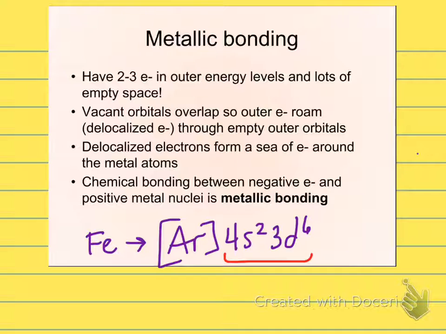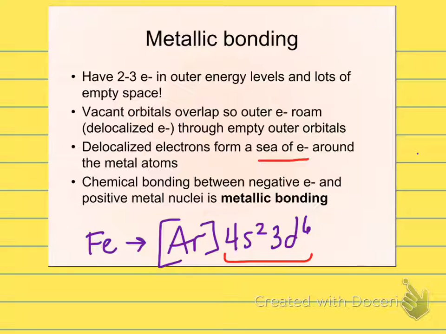Because there are these vacant orbitals which are overlapping, the outer electrons become what's called delocalized. And they sort of wander through those outer empty orbitals. We call this the sea of electrons because these delocalized electrons form this moving sea of electrons around the core of the metal atoms, made up of the nucleus as well as the inner shell electrons. The bonding occurs between those mobile delocalized electrons and the little positive metallic nuclei. That's what we call metallic bonding.